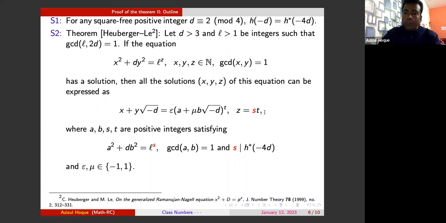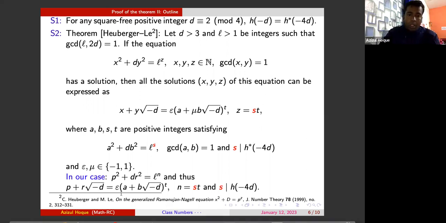So what do we need to prove? We need to show that t must be equal to 1. If we show that, then this s will divide the class number. In our case, the discriminant is p square minus l raised to n, and d is the square-free part, so we can write p square minus l raised to n is equal to minus d r square. From there we compare with this equation, and then we can say that p, r and n is a solution of this equation, and thus the other solutions can be written like this.